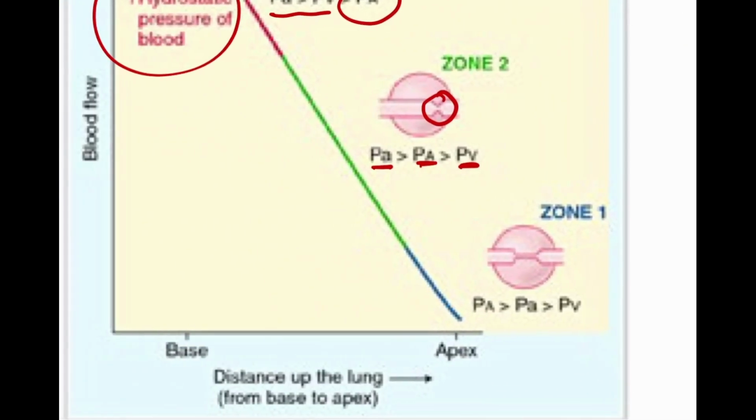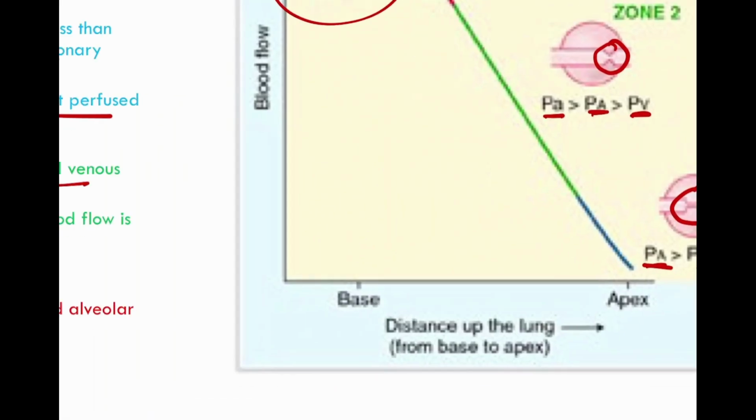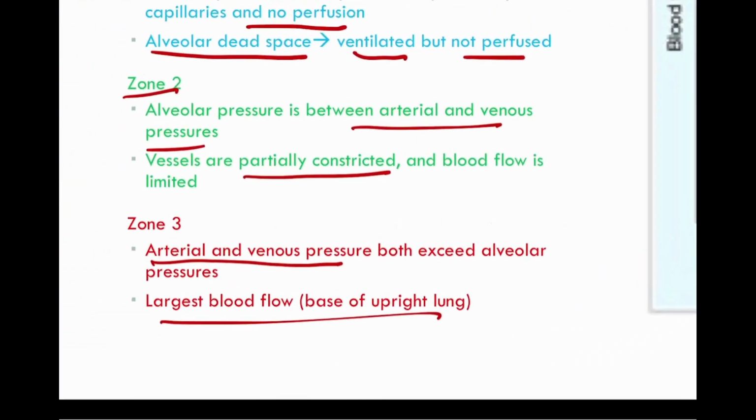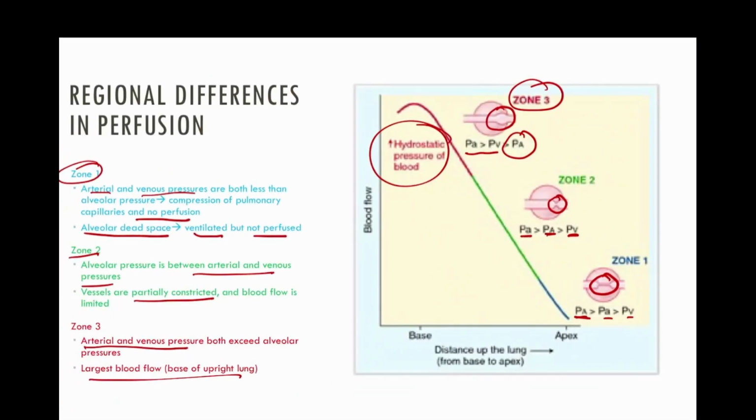Finally, zone 1, the alveolar pressure, because you're breathing, the alveoli are being opened because the air that you're breathing is greater than the arterial and venous pressure exerted because this is the apices. There's no perfusion right now. There's no hydrostatic pressure. Therefore, the alveolar pressure wins. You get that constriction right there, and you get no perfusion because of that. Okay? So those are the different zones of the lungs while you are upright.